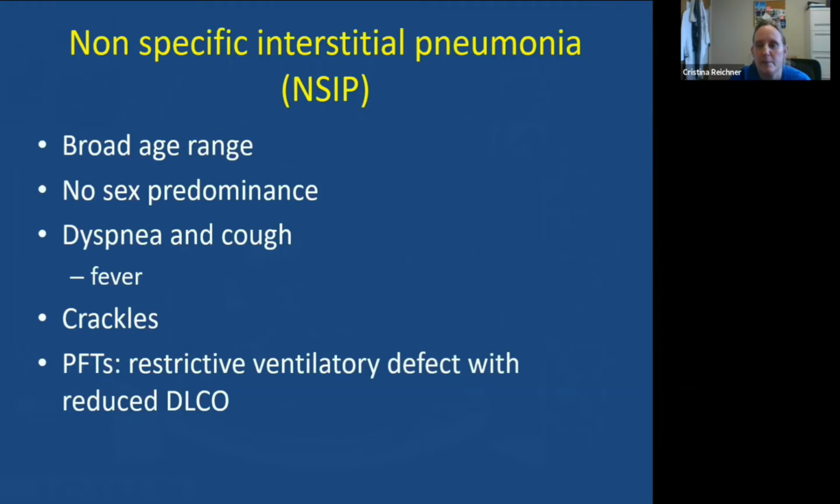So if you look at the pattern on CT scan, she has what we call NSIP, or non-specific interstitial pneumonia. It really can present at any age, any sex, males, females. They usually present non-specifically with dyspnea and cough. Sometimes they can have fever. You can hear crackles on exam. And same thing as with IPF, they're going to have a restricted ventilatory defect with a reduced DLCO.